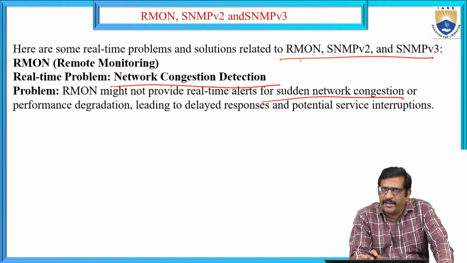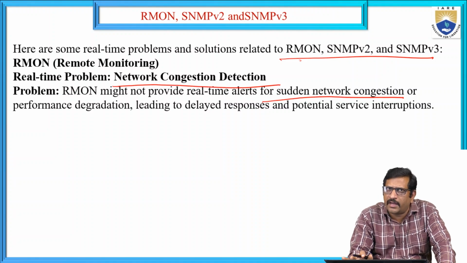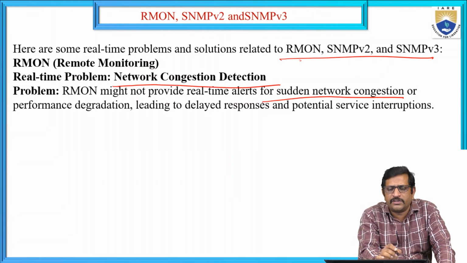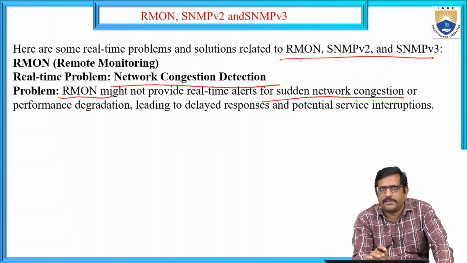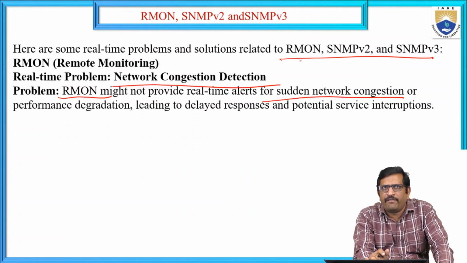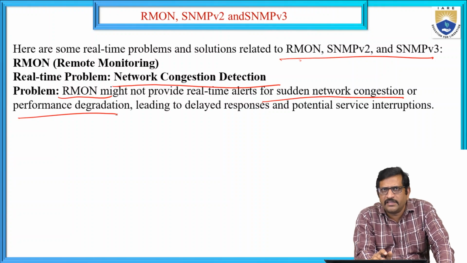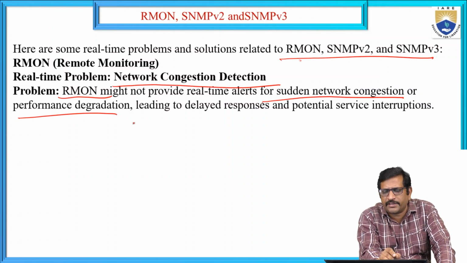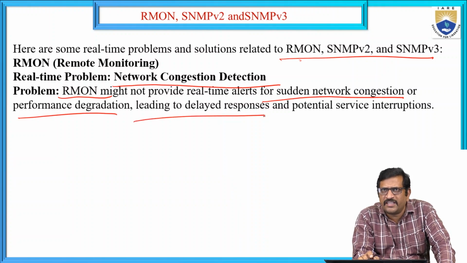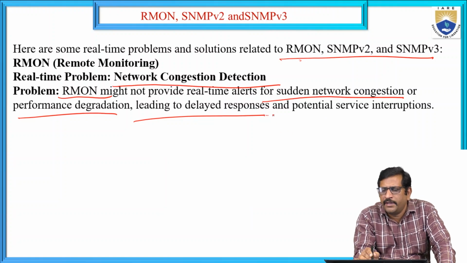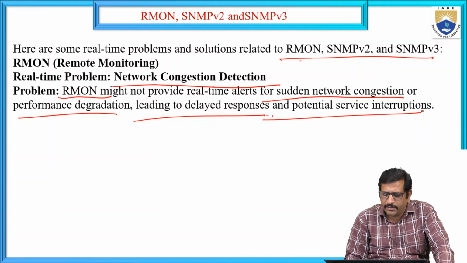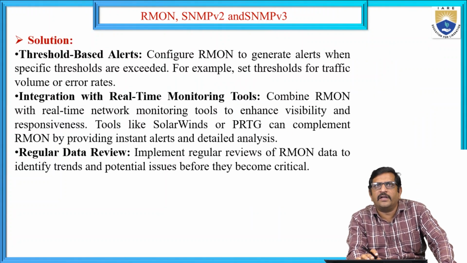If any network congestion arises, remote monitoring does not provide alerts about the performance degradation, which leads to delayed responses and potential service interruptions.